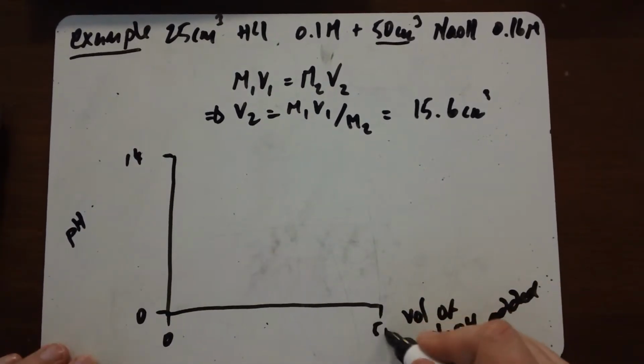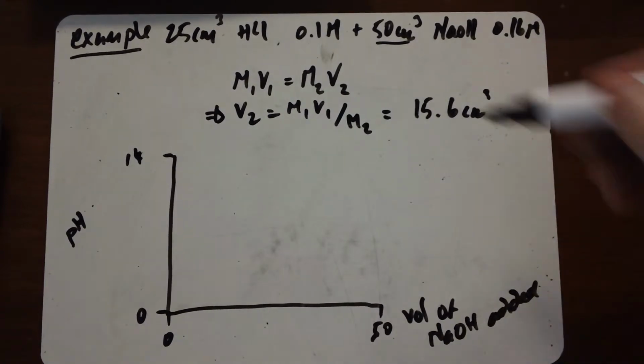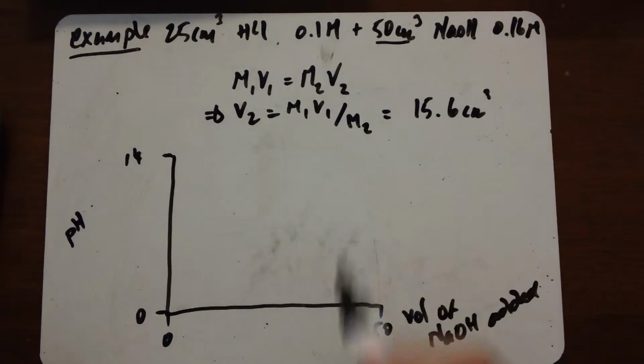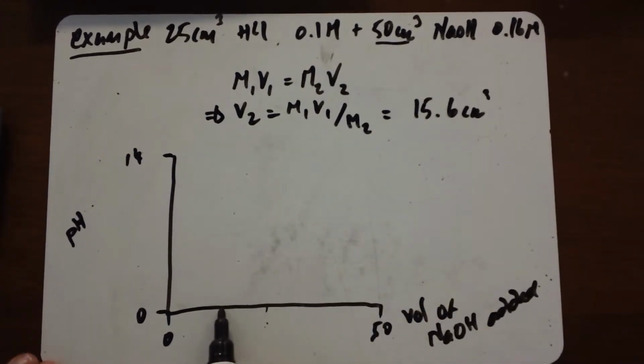Usually this goes from 0 to 50 at the bottom. We know that at 15.6 there's going to be a radical change in pH. So there's 25, 15.6 is going to be about here.